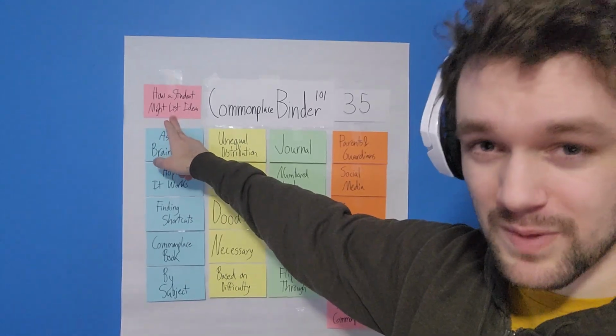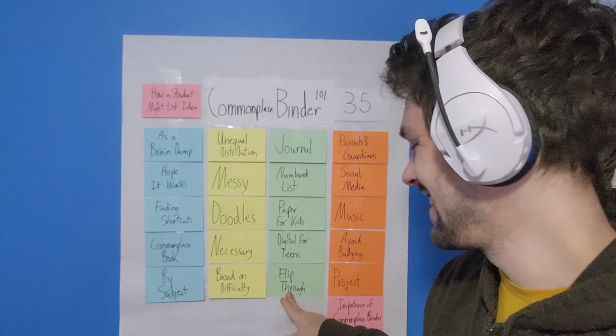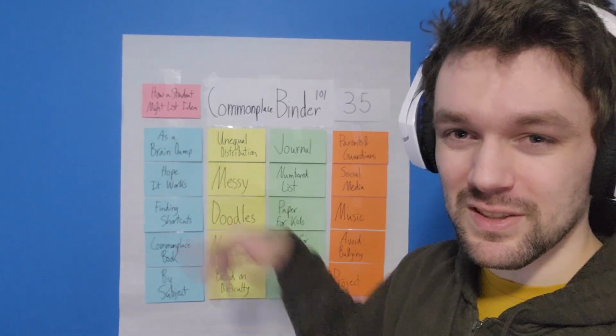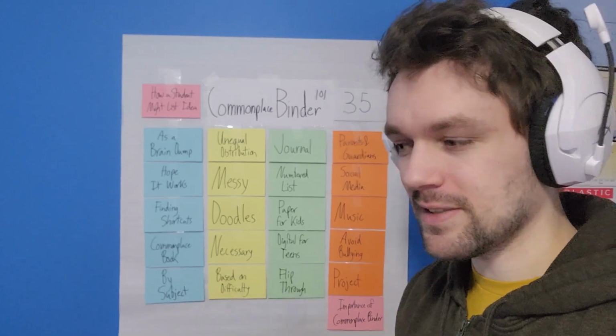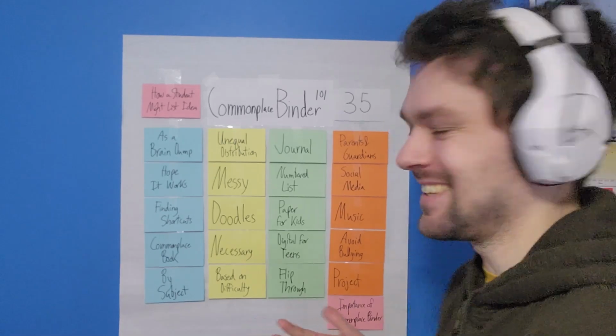Flip through. Well, if you list a bunch of things, you got to flip through that eventually. So, if you make a list and you never flip through it, it's kind of like you made a list, and that's cool, I guess. But why, though?